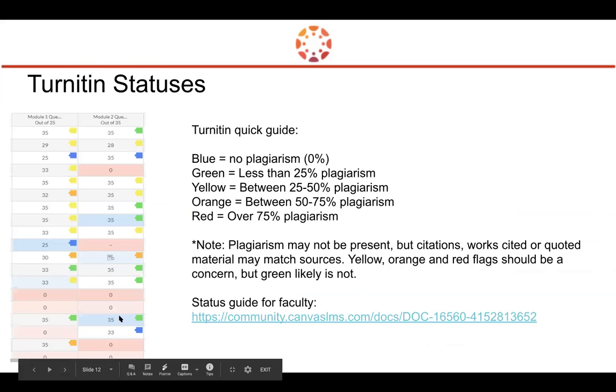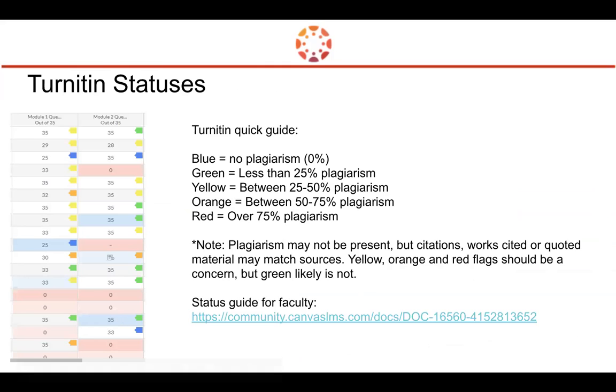There are also Turnitin statuses. If you enable Turnitin for a written assignment, what you're going to see in your gradebook next to the item, there'll be a little icon here like this one that is a little paper. You're going to see different colored flags over to the right-hand side of the cell. And there's a quick guide to how those flags work.